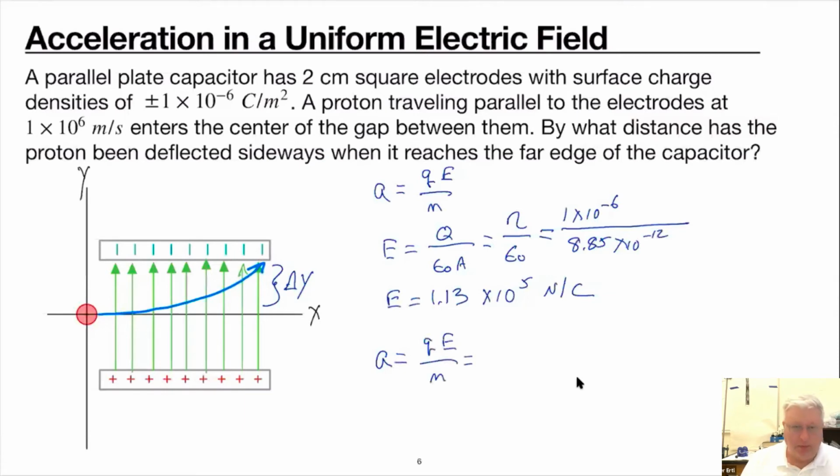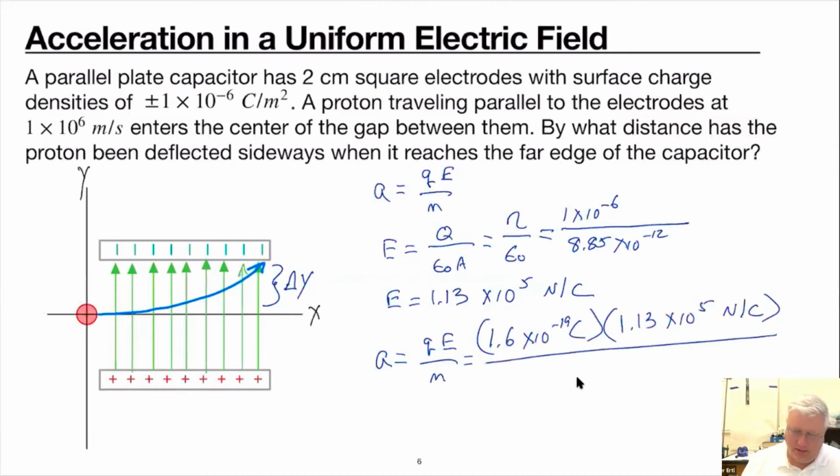All right, so it's a proton. All protons have the same charge and same mass. The charge of a proton is actually the same as the charge of an electron, so it's 1.6 times 10 to the minus 19th coulombs again. Then the electric field we found, 1.13 times 10 to the 5th newtons per coulomb, divided by the mass. The mass of a proton is 1.67 times 10 to the minus 27th kilograms.